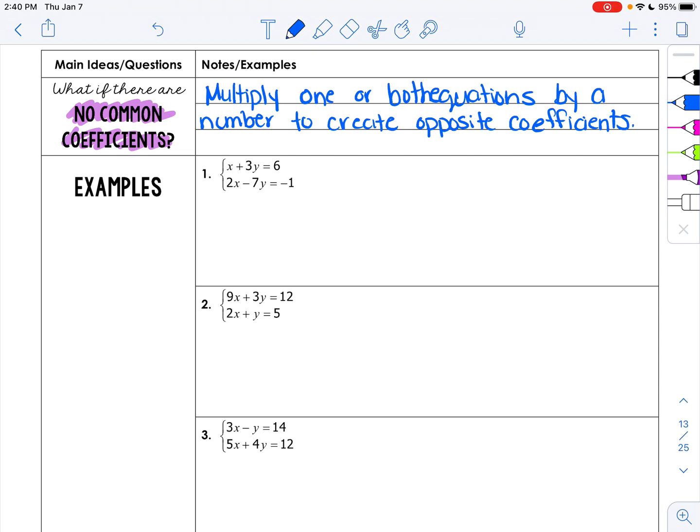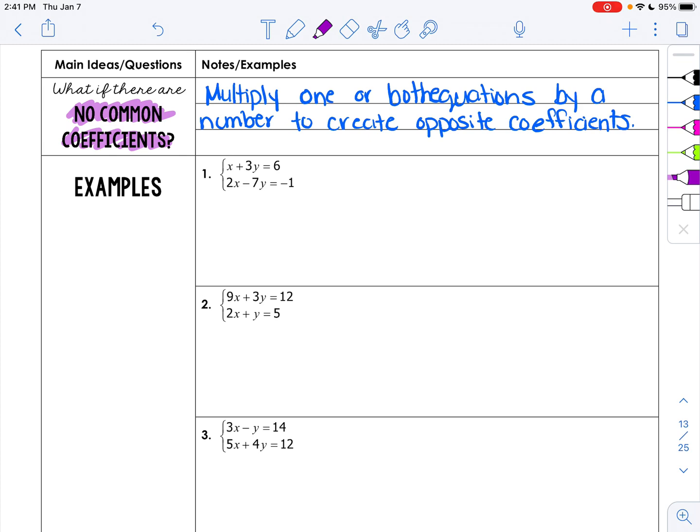Number 1, you can see that the equations in the system are lined up, my x's, my y's, my equal sign, and my constants. But I don't have matching coefficients. My x coefficients are 1 and 2. My y coefficients are 3 and -7. So I have to create matching coefficients. I can choose to create matching coefficients with my x's, or with my y's. Either way, I will get the same answer. You want to choose what's going to be easiest for you to work with.